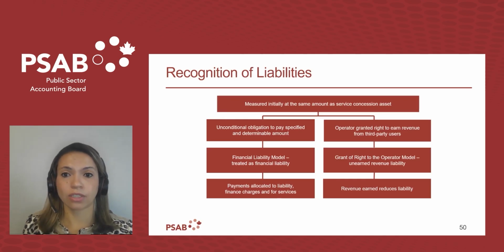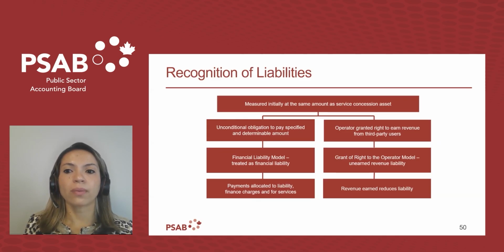In a grant of rights to the operator model, the grantor does not have an unconditional obligation to pay cash or another financial asset to the operator. The service concession arrangement is an exchange transaction in which the grantor has received a service concession asset in exchange for granting a right or a license to the operator to charge the third-party users of the public service that it provides on the grantor's behalf. Therefore, the exchange is accounted for as a revenue-generating transaction by the grantor.